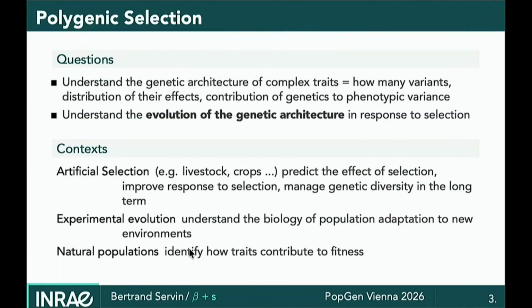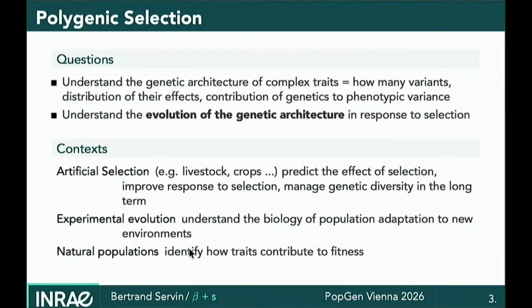And so that would be kind of a stable state question, but we also want to understand how this genetic architecture evolves over time, and in particular when we are selecting individuals. Or I said we because I work on livestock, but any kind of selection happens. Okay. So you can ask this different question in different contexts, and today I learned a lot about what you do on this question in experimental evolution. So my context is artificial selection.